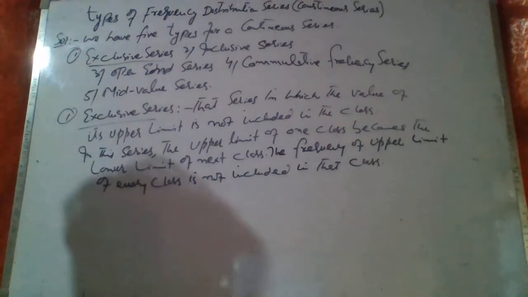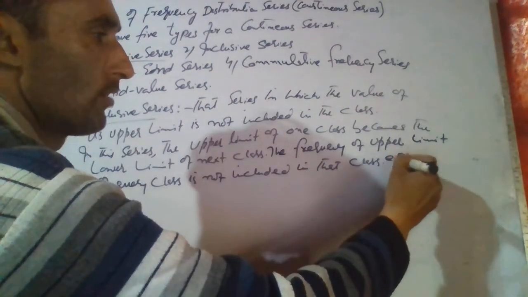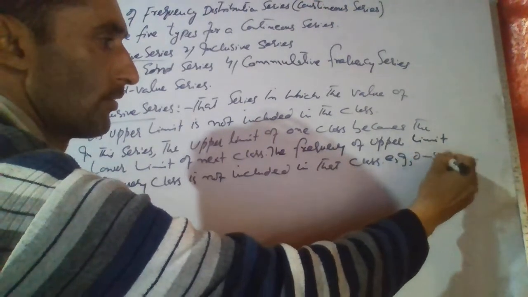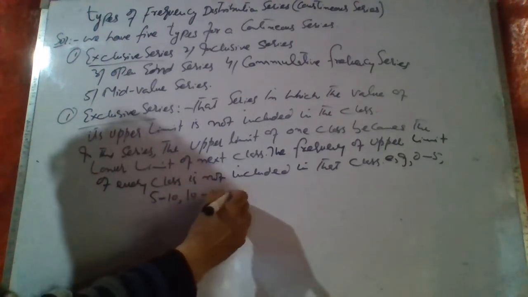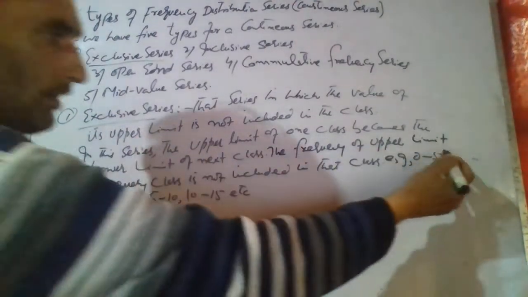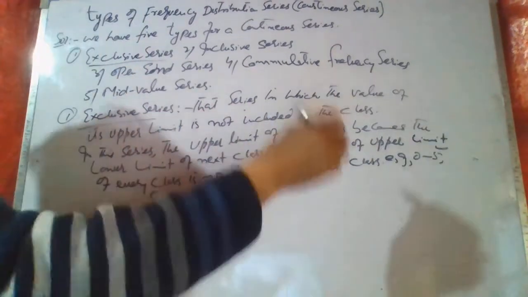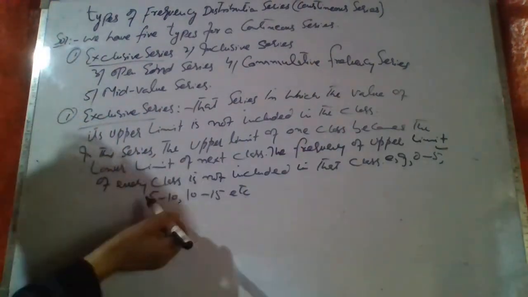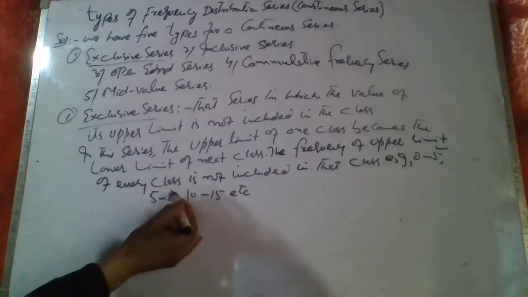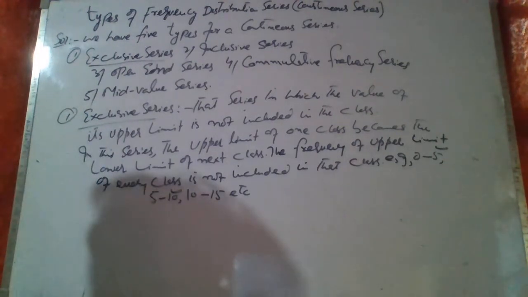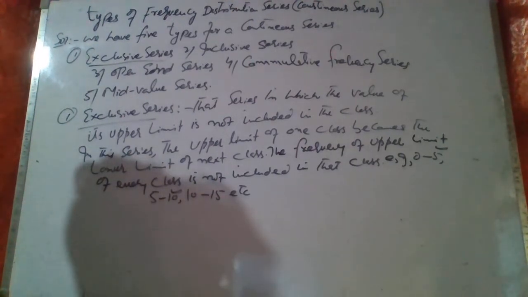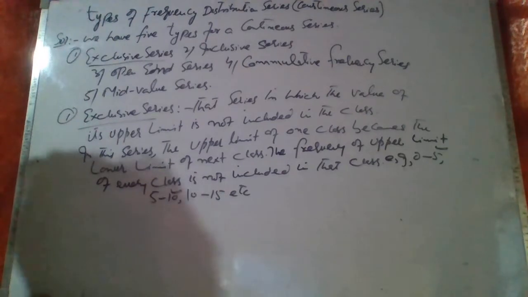Thus we can say, for example, if we have classes 0 to 5, 5 to 10, 10 to 15, it means the frequency of this 5 is not included in this class. It is included in the next class, 5 to 10. The frequency of 10 is excluded from this class and included in the next. That is why we call it exclusive series, because it excludes the value of its upper limit.